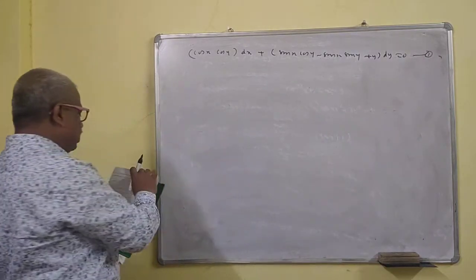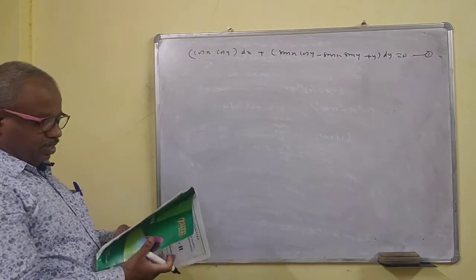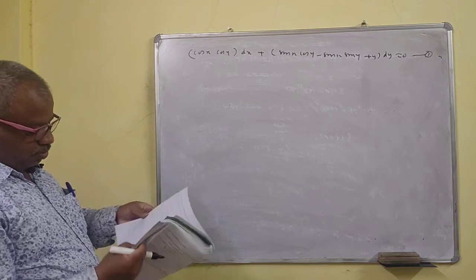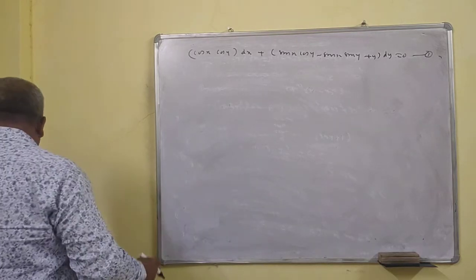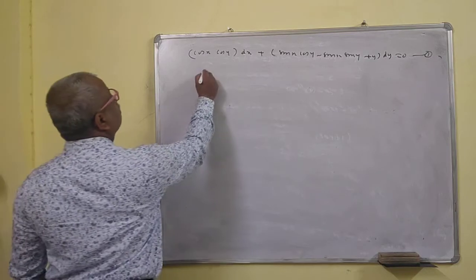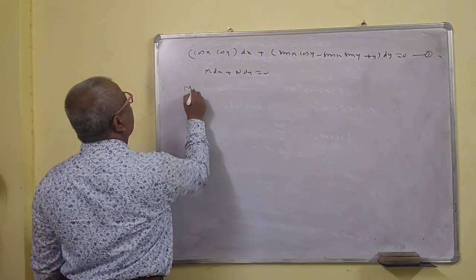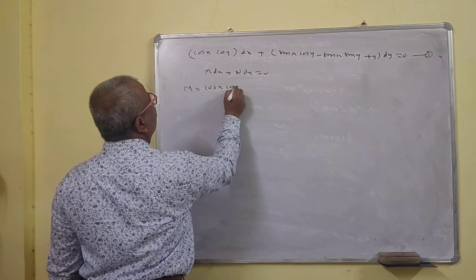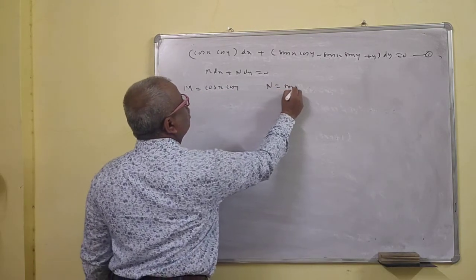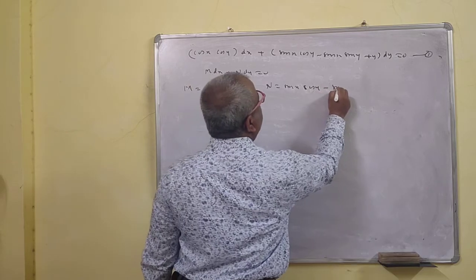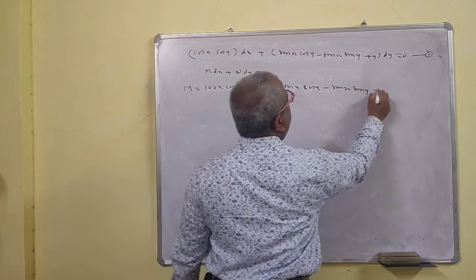Now comparing this equation with M dx plus N dy is equal to 0. So your M is equal to cos x cos y, and your N is sin x cos y minus sin x sin y plus y.